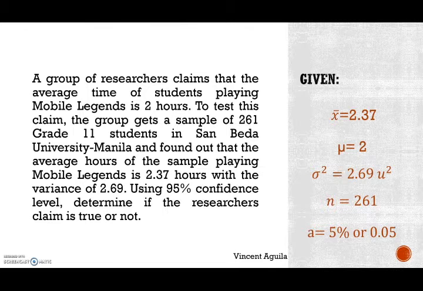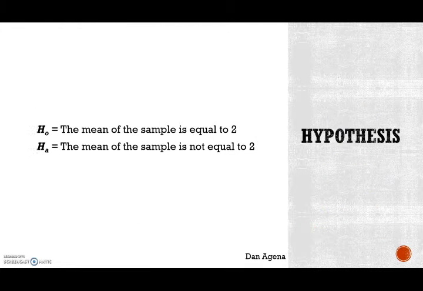The given are: mean of the sample is equal to 2.37, mean of the population is equal to 2, variance is equal to 2.69 units squared, sample size is equal to 261, and alpha is equal to 5% or 0.05. Using the steps of the central limit theorem, we must first get the hypothesis of the problem, which is, the null hypothesis is the mean of the sample is equal to 2, while the alternative hypothesis is the mean of the sample is not equal to 2.